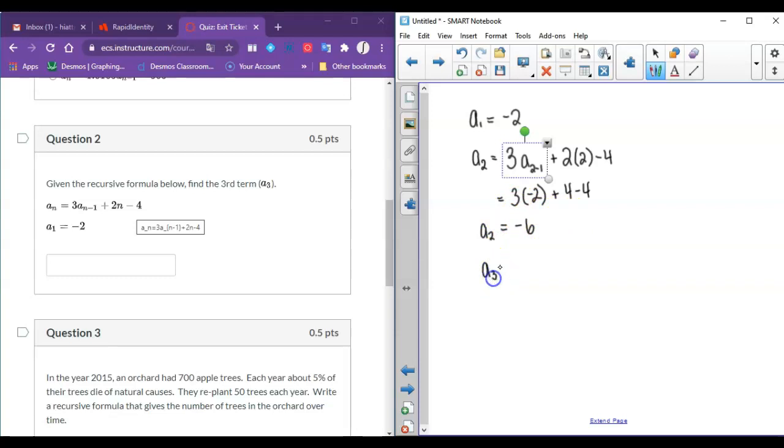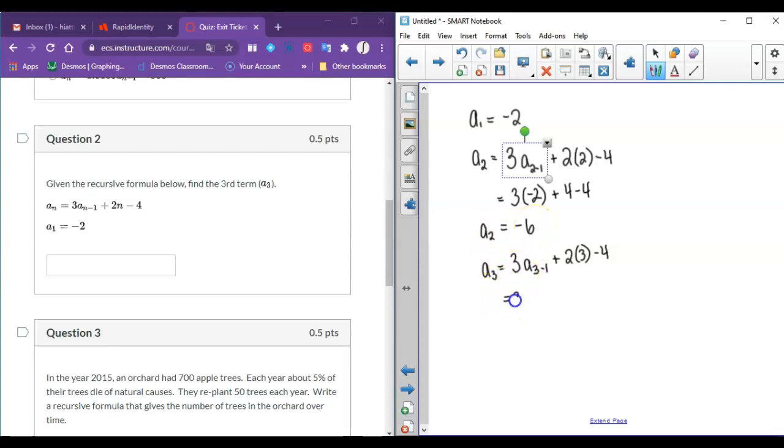So for A sub 3, we'll have 3 times A sub 3 minus 1 plus 2 times 3 minus 4. So again, what I'm doing there, everywhere there's an n there, I'm replacing it with a 3. So here, 3 minus 1 is going to be 2. So this is going to be A sub 2. A sub 2 is negative 6.